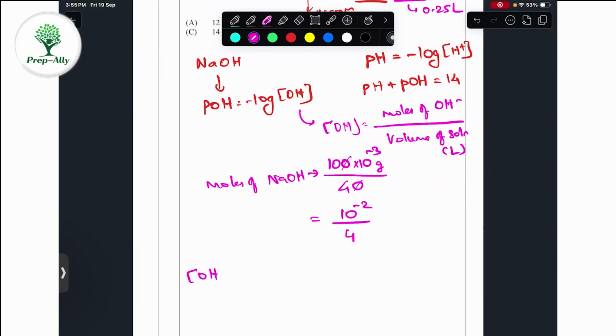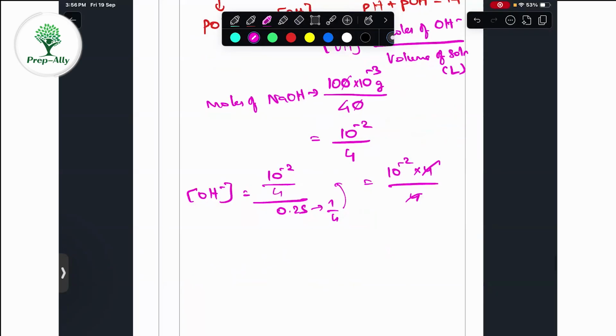So what is the concentration of OH minus ion? Moles is 10 power minus 2 by 4, and this is going to be 0.25. So what is 0.25? 1 by 4, right? So I can write this 1 by 4 here. So it will go up, so it will become 4 divided by 4. 4 will get cancelled. So OH minus concentration is 0.01 molar.